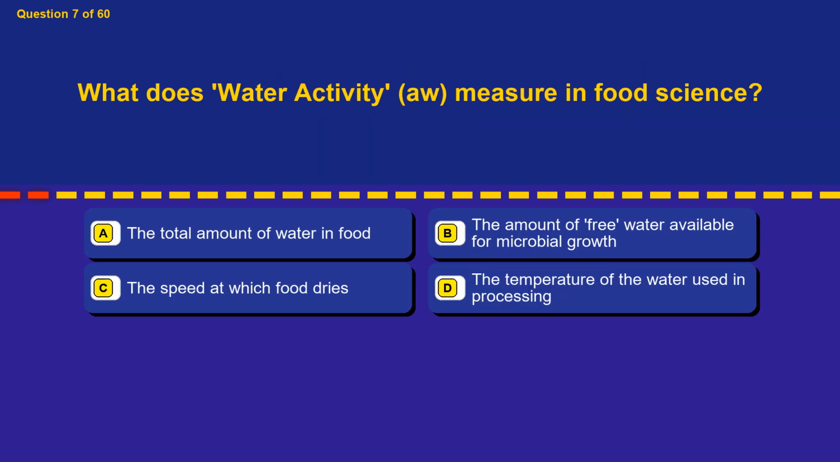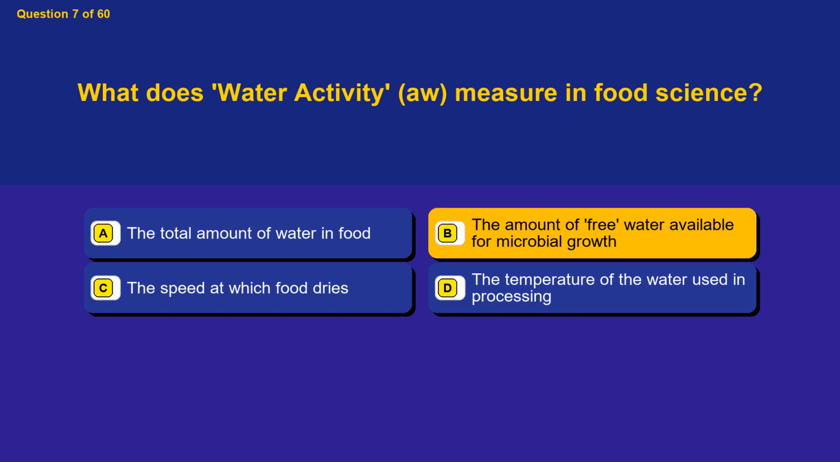Question 7. What does water activity measure in food science? Option A, the total amount of water in food. Option B, the amount of free water available for microbial growth. Option C, the speed at which food dries. Option D, the temperature of the water used in processing.